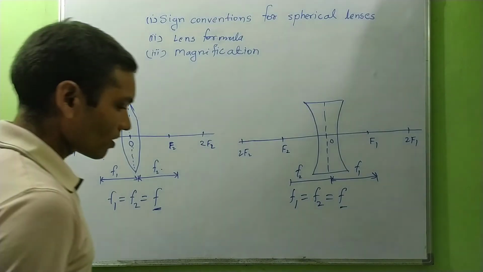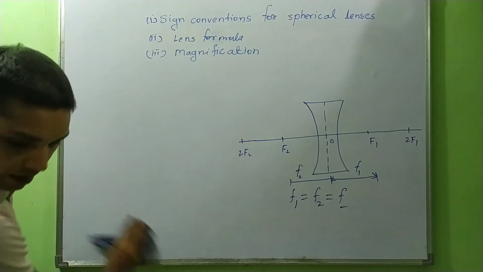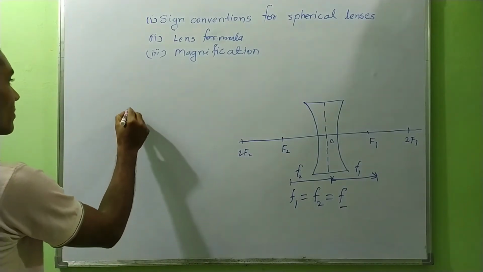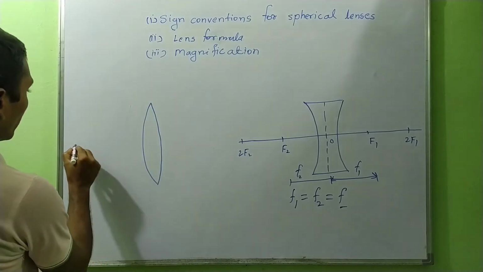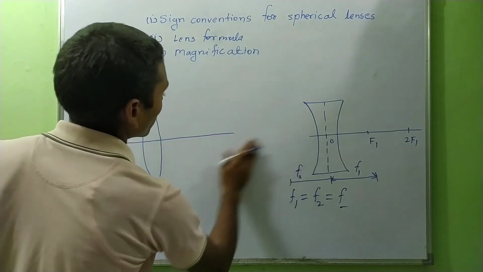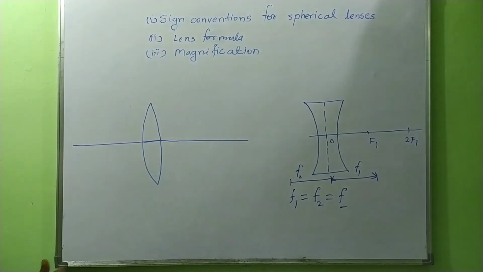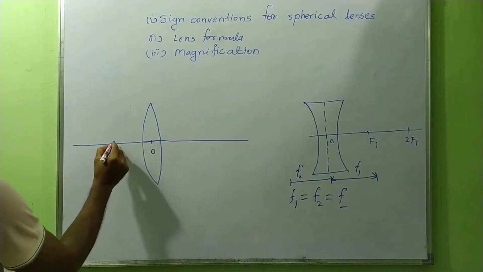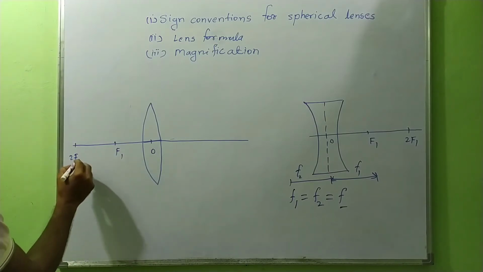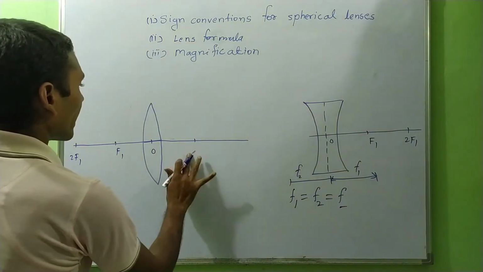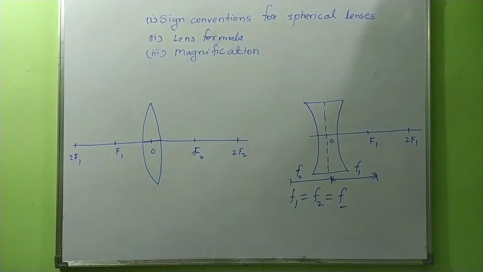For this we will discuss another diagram. Let this be the convex lens, with its principal focus, and this is the optical center, and this is F1, and here 2F1, and here F2 is there, and here 2F2 is there for the convex lens.